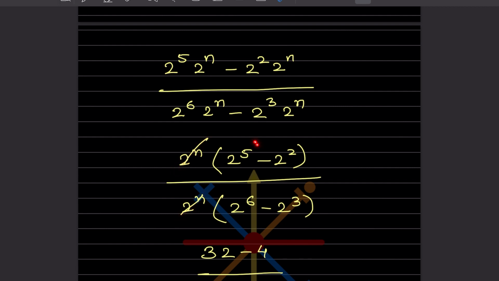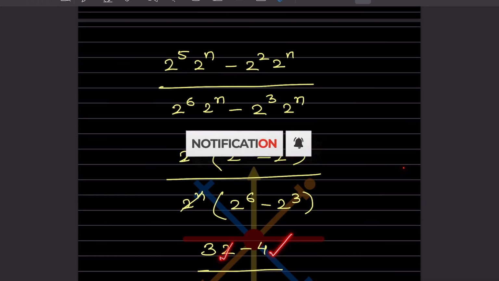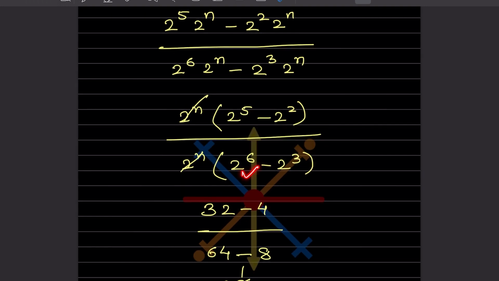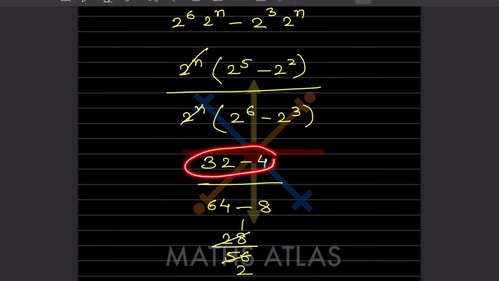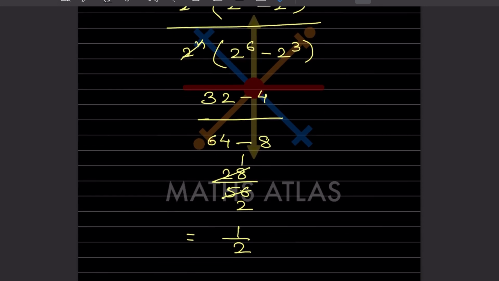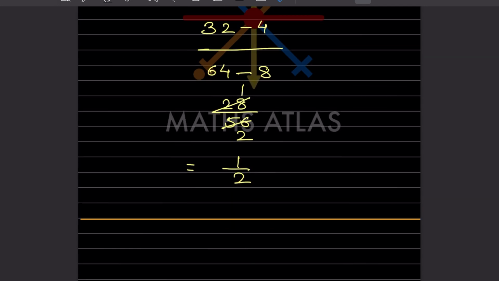So 2 raised to 5 is 2 multiplied 5 times, that is going to be 32. 2 raised to 2 will be 4. Again here 2 raised to 6, 2 multiplied 6 times, that is going to be 64. This will be 2 multiplied 3 times, that will be 8. So now you know this is 32 minus 4, that is going to be 28. And this is 56. So if you know the table of 28, 28 ones are 28, twos are 56. So that will be 1 by 2 is the answer.